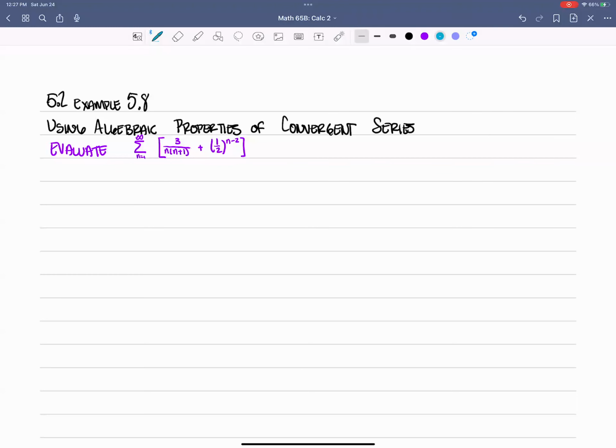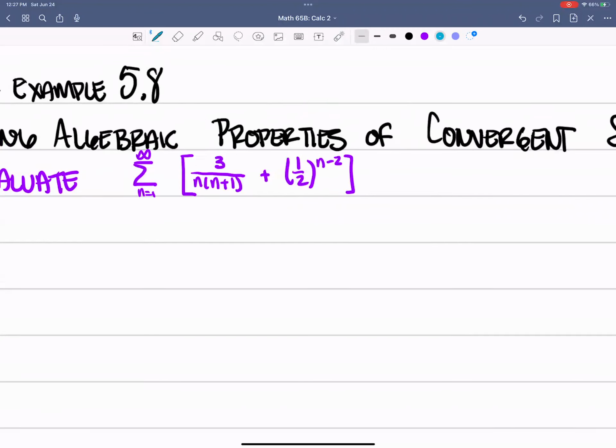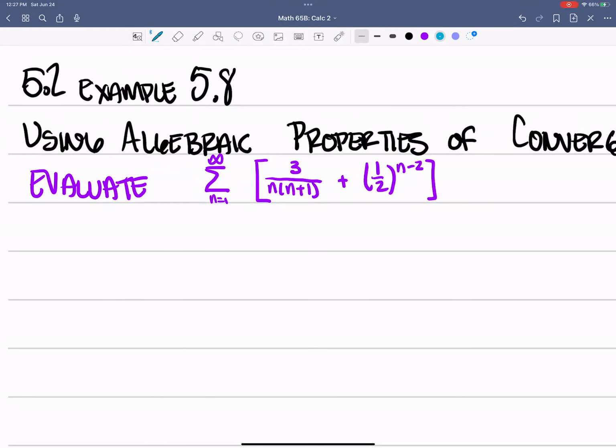Section 5.2, example 8, using algebraic properties of convergent series. So let's take a look at this. When we look at this infinite sum, just like limits, just like integrals, we're able to break these up into two different parts. So we could start off with that.